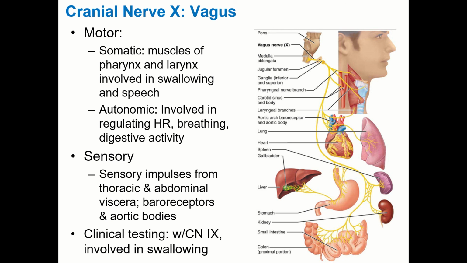Another kind of later symptom with the vagus nerve is that there's a reduction in gastrointestinal motility. So they may have constipation or something similar to that if there's damage to the vagus nerve. But that wouldn't show up for a day or two.